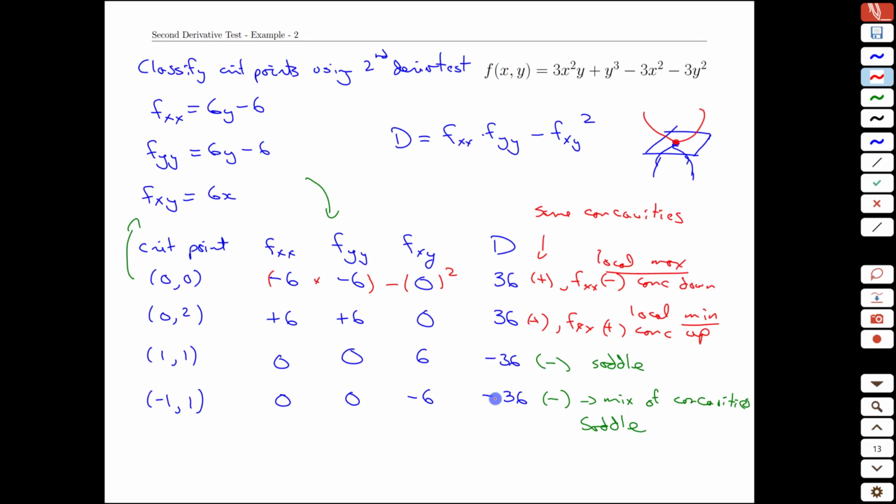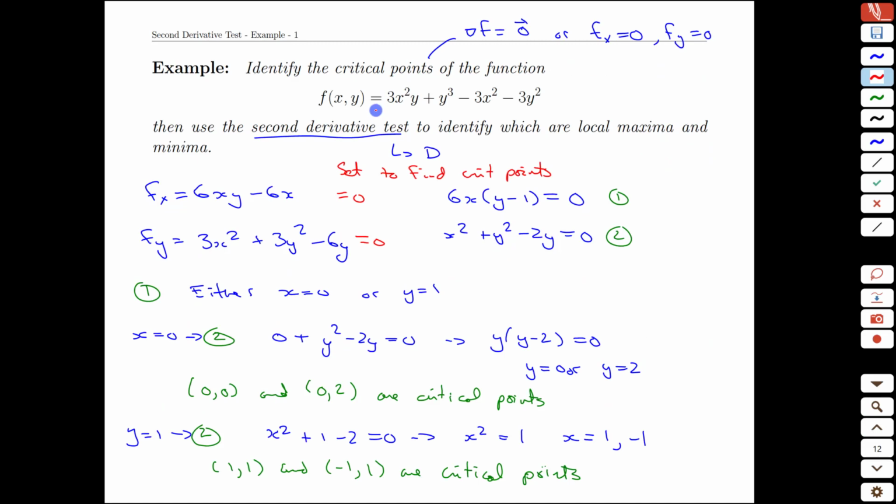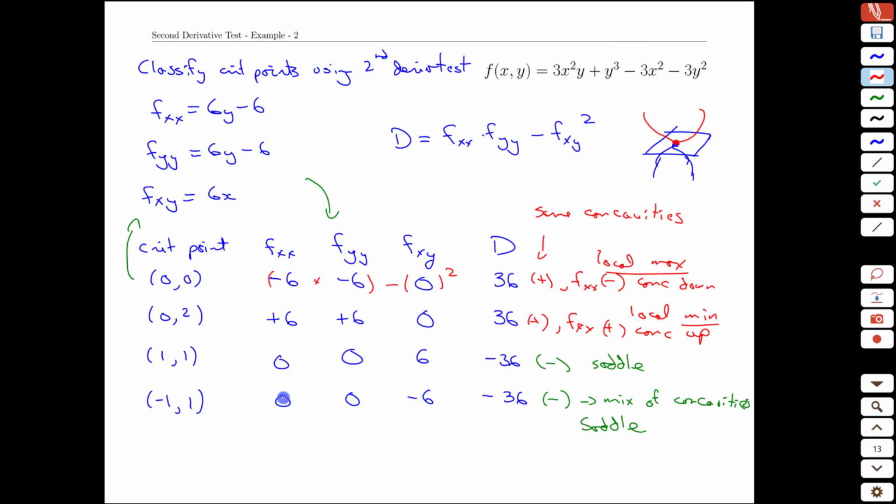It's also worth noting that the procedure we followed, starting with our function, taking a derivative to identify critical points by setting it equal to 0, and looking at the second derivative values, specifically the concavity, is very similar to what we did with single variable calculus.